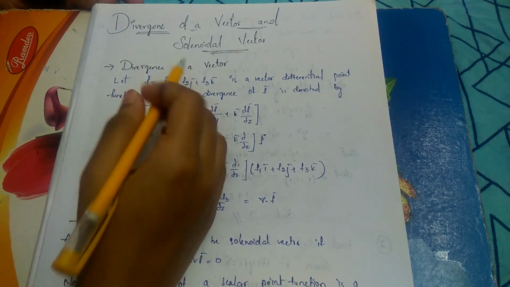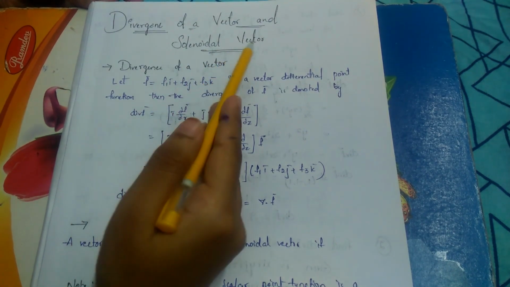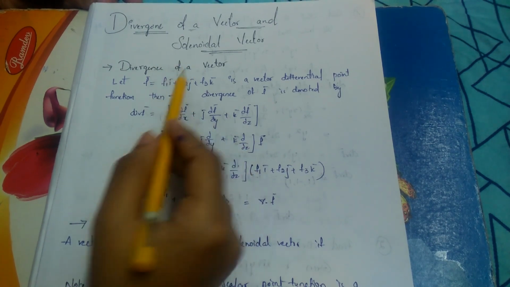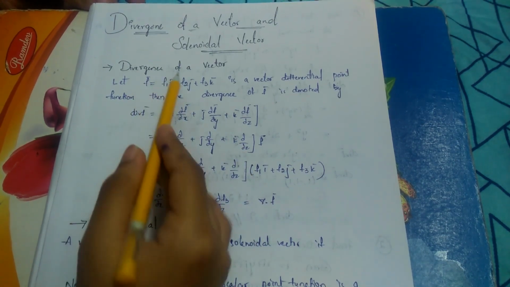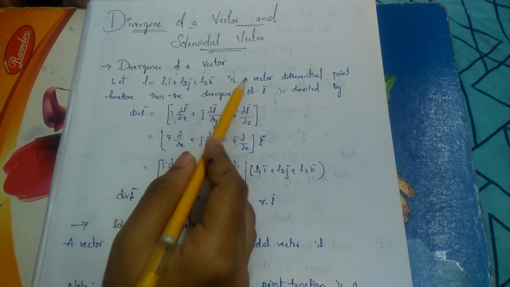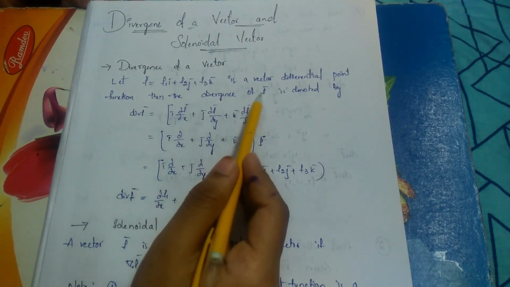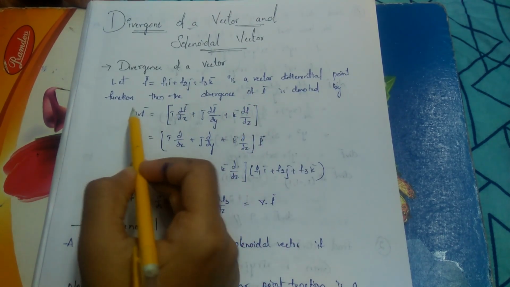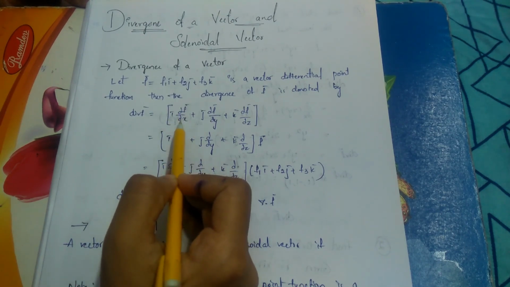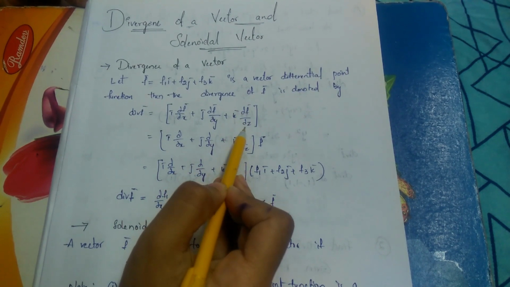Here is one of the most important topics, that is divergence of a vector and solenoidal vector. Let's see what is divergence and solenoidal vectors. So let f bar is equals to f1 i bar plus f2 j bar plus f3 k bar, a vector differential point function. Then the divergence of f bar is denoted by div f bar is equals to i bar dou f bar by dou x plus j bar dou f bar by dou y plus k bar dou f bar by dou z.